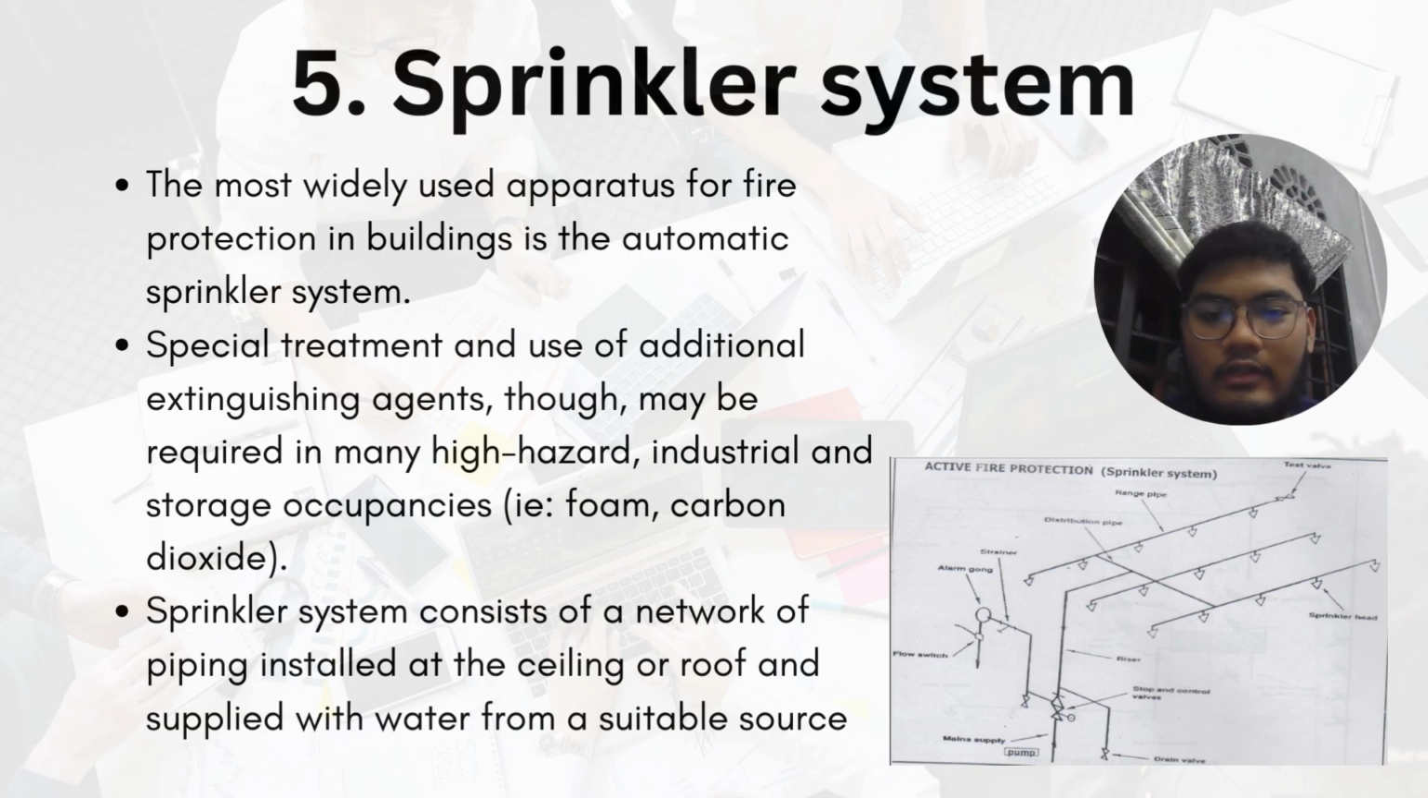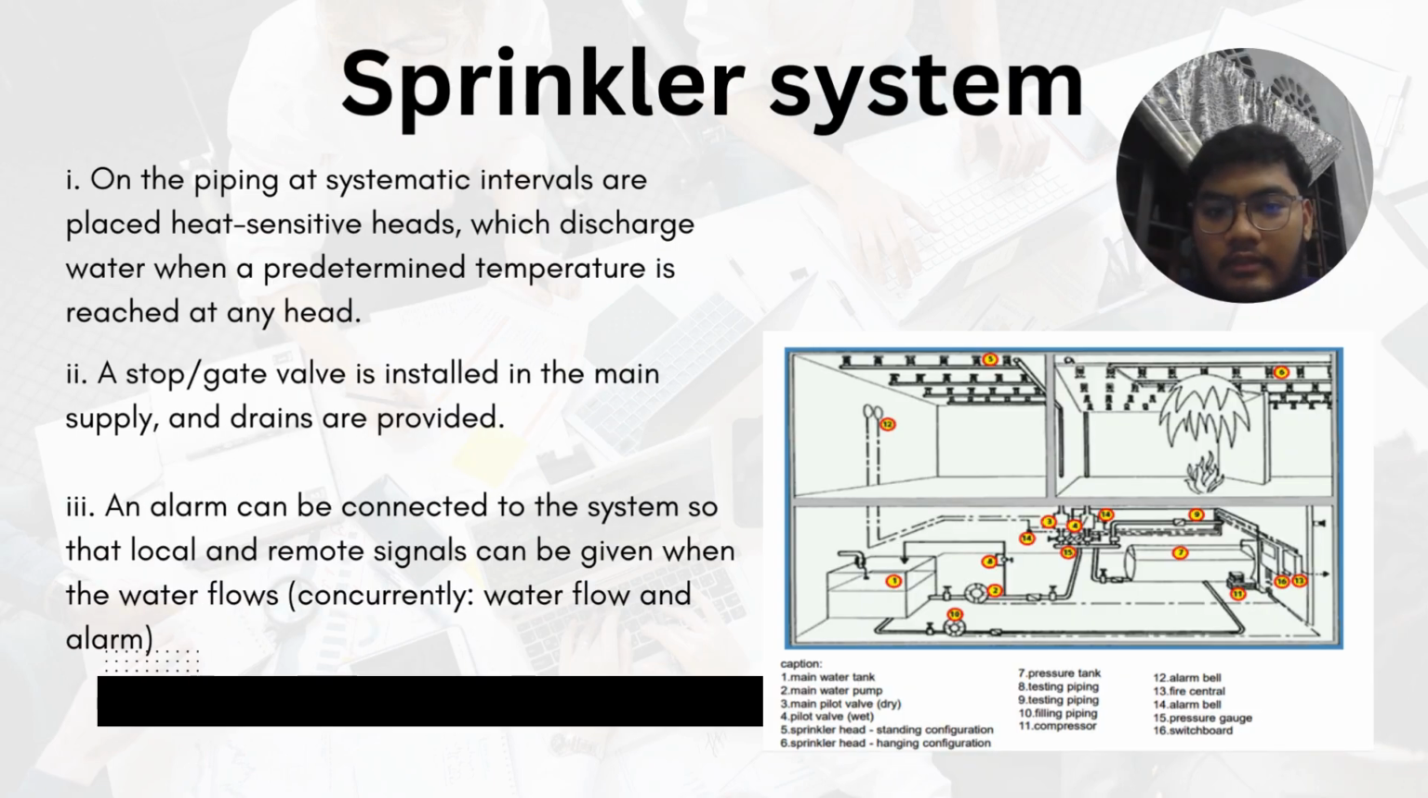A sprinkler system consists of a network of piping installed at the ceiling or roof and supplied with water from a suitable source. In the piping at systematic intervals are placed heat-sensitive heads which discharge water when a predetermined temperature is reached at any head. A stop or gate valve is installed in the main supply and drains are provided. An alarm can be connected to the system so that local and remote signals can be given when the water flows. Concurrently, water flow and alarm.